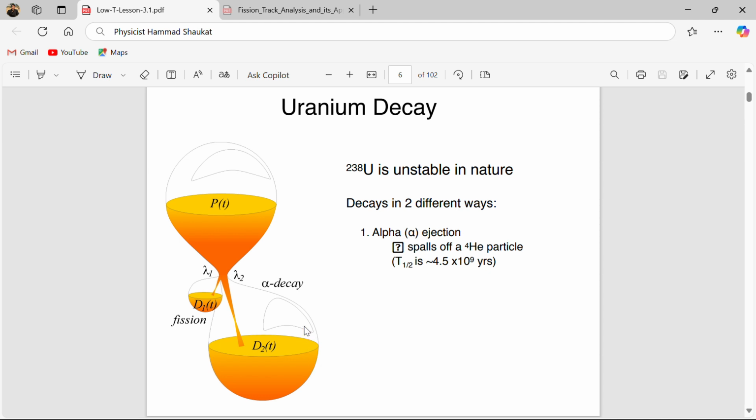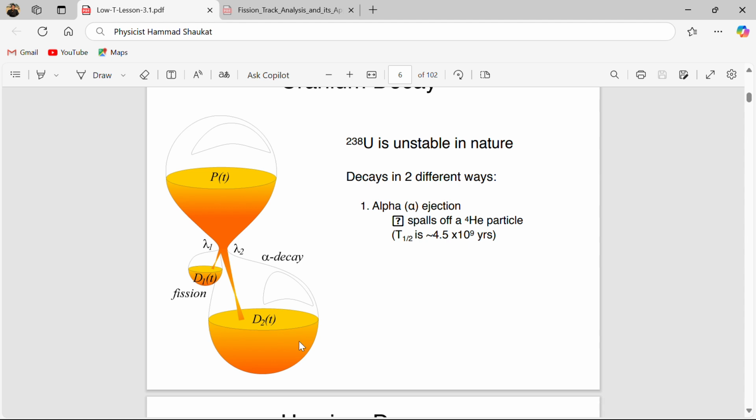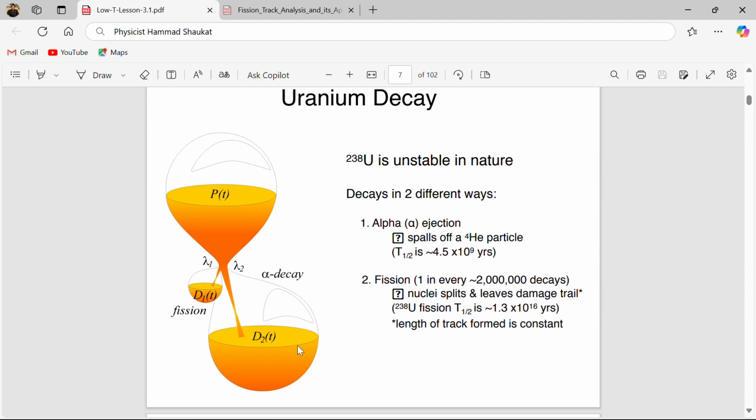So that's how your uranium decays in two different ways. Now move on to the next. As I told you, the first method is the alpha decay, which is alpha ejection, and the half-life is 4.5 × 10^9 years.